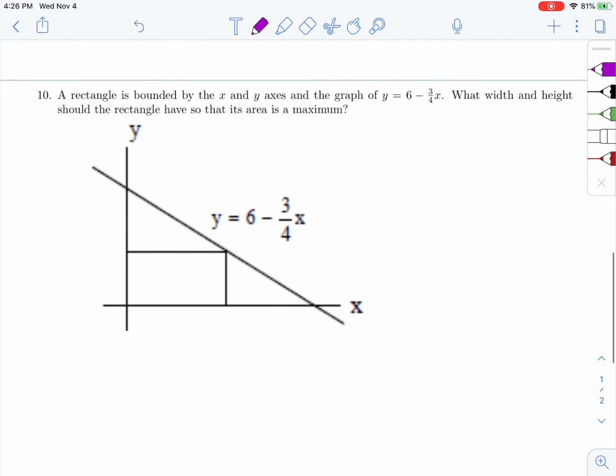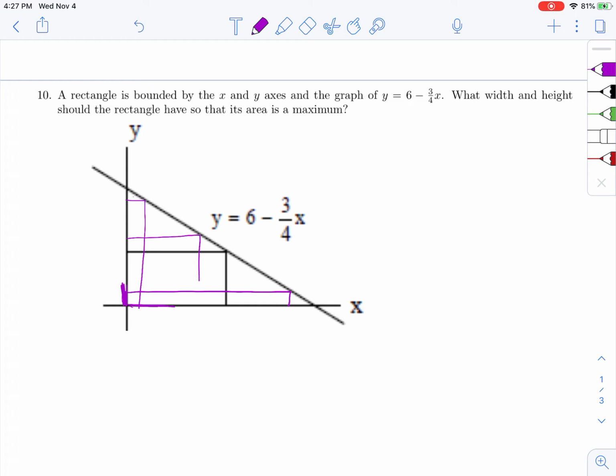All right, let's also look at this problem. A rectangle is bounded by the x and y axes and the graph of this line. So what are the width and height to maximize the area of this rectangle? What this is saying is, we've got a bunch of rectangles we could look at. One side is going to be the axis, one side is going to be the other axis, and the corner is going to be up there.